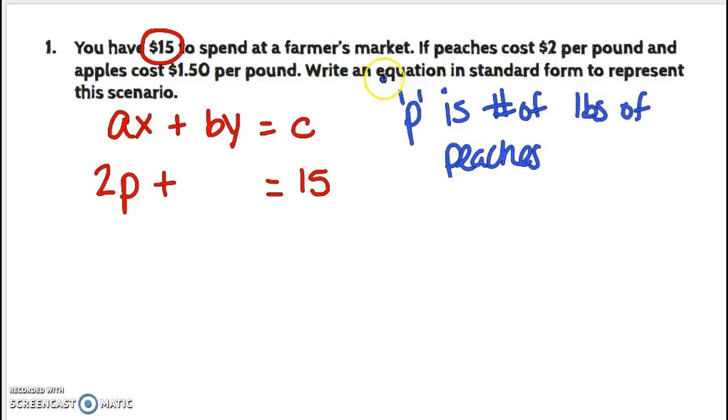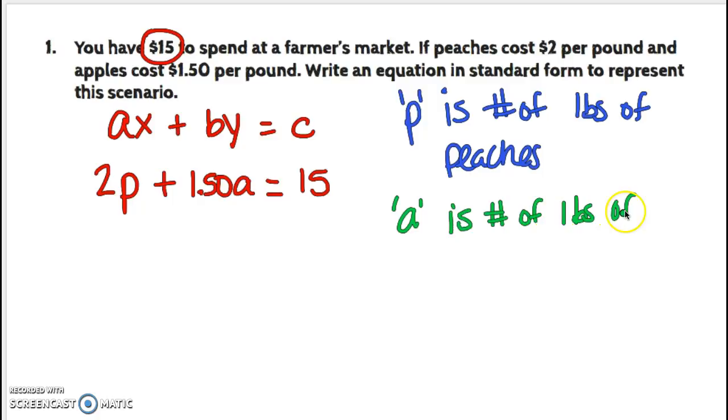Okay. And then the other part was the apples. The apples are $1.50 per pound, so that's going to be $1.50 A. Okay, so A, excuse me, is going to represent the number of pounds of apples. Okay, so you always want to keep track of what your variables are going to stand for.